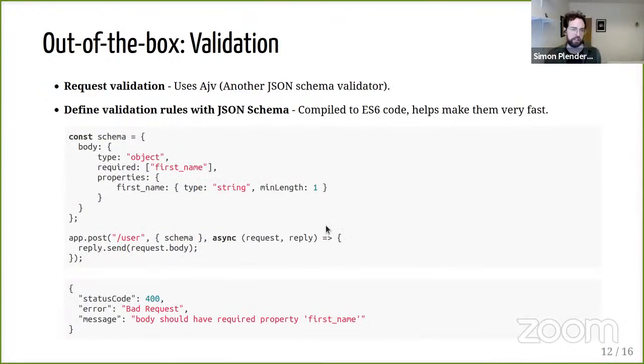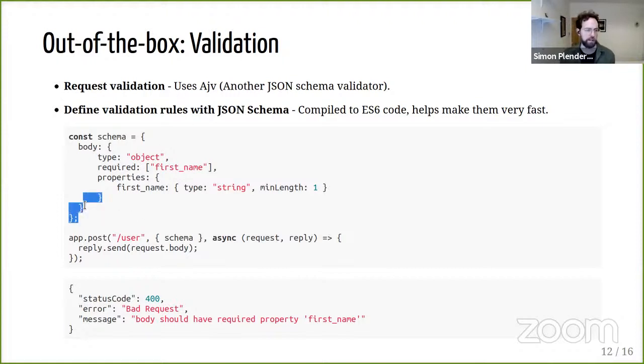One of the other things that Fastify has out of the box is validation. Now, it's using AJV, a JSON schema validator, to do request validation. And this means you can define validation rules with JSON schema. JSON schema is compiled to ES6 code by AJV in memory, and this helps make the validation very fast.